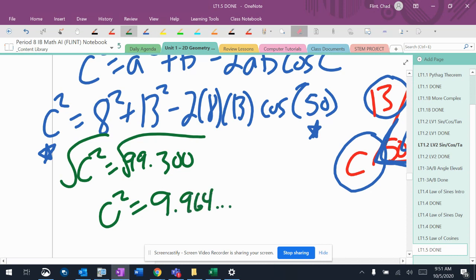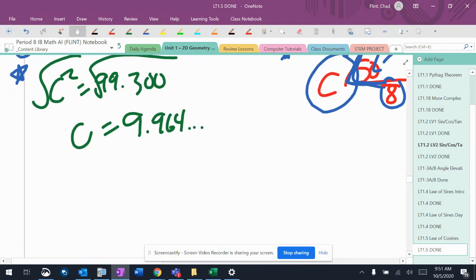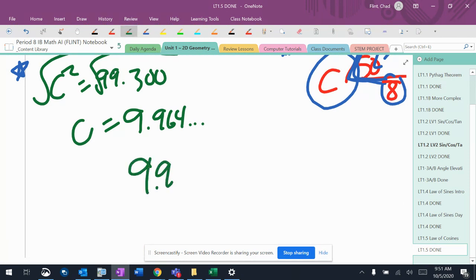Hopefully you're noticing right there that I've got a square and I don't want the squared. All right, so there's my answer. It doesn't say to round, so we're just going to go to the hundredths place, 9.96.